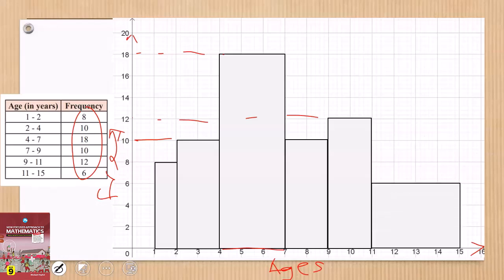15, or say that is the widest of it all, goes up to 6. Frequency is up to 6. And so that is how we can draw the histogram representing the data given.